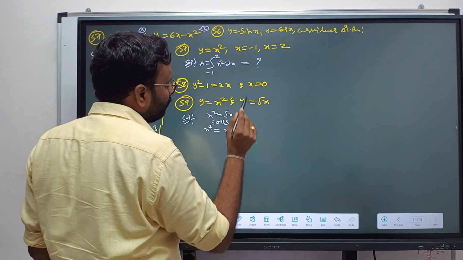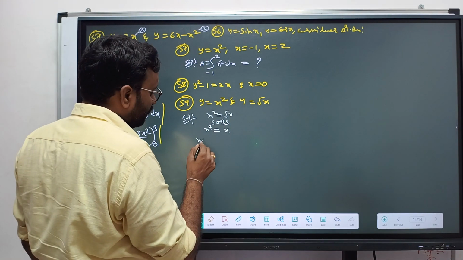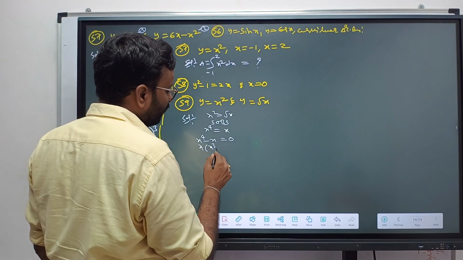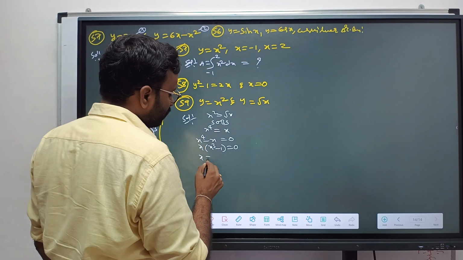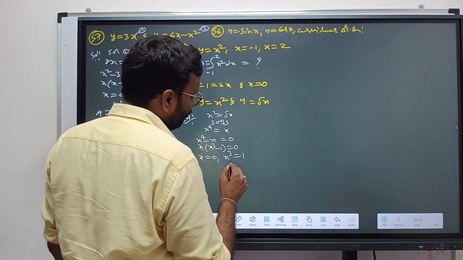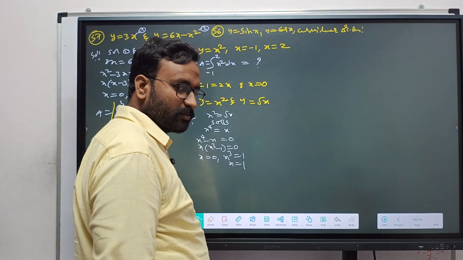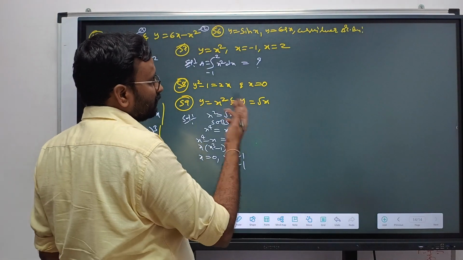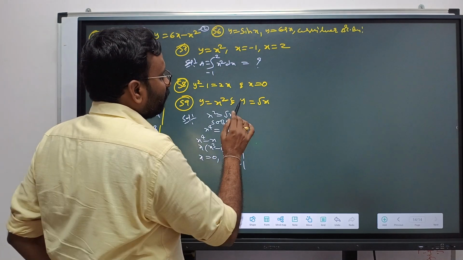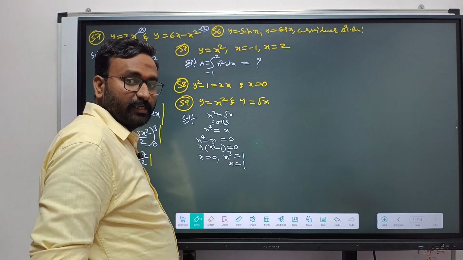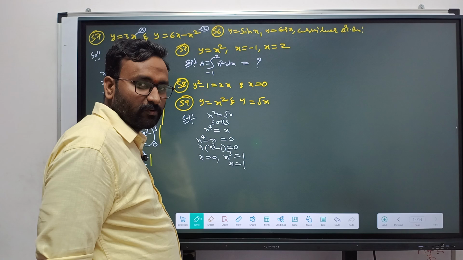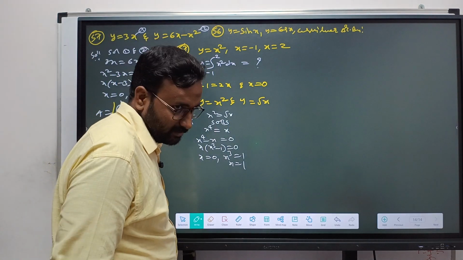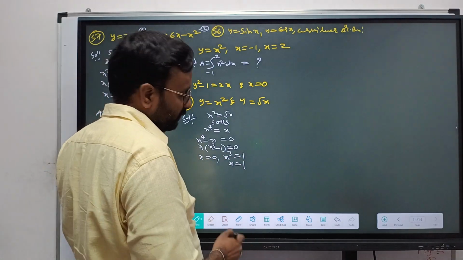x power 4 is equal to x. Take x this side. x power 4 minus x is equal to 0. x common, x cube minus 1 is equal to 0. x is equal to 0. x cube is equal to 1. x is equal to what? 1. So boundaries we got, 0 to 1. Now take this minus this or this minus this. Before that, y equal to root x. Integration. What about integration of root x? x power 1 by 2, na? 3 by 2 by 3 by 2. What about x square? x cube by 3. After that, apply limit 0 to 1. Okay.